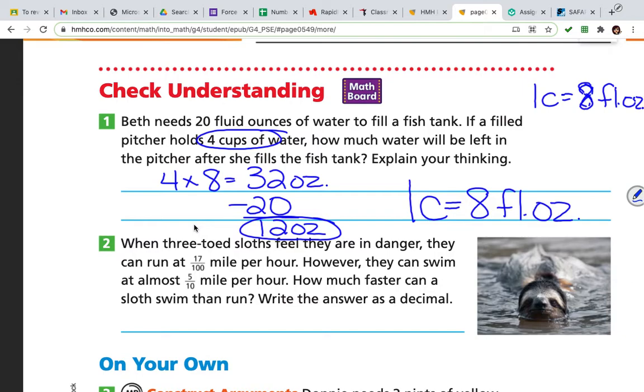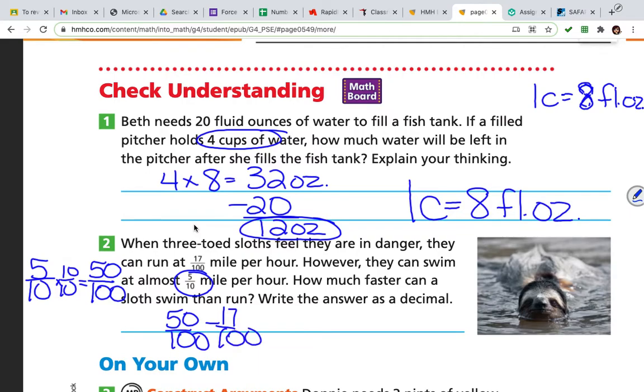So we need to change our 0.5 to hundredths, and in order to change it, we multiply it by 10. So it would be 0.5 times 10 over 10. Remember, we just add a 0 to the top, 0 to the bottom. So 0.5 is the same as 50 hundredths. So that sloth can swim 50 hundredths mile per hour. It can only run 1,700 miles per hour. So how much faster can it swim than run?